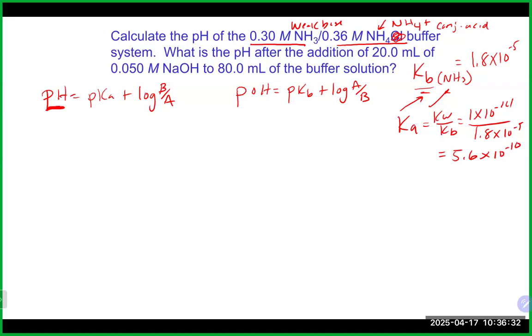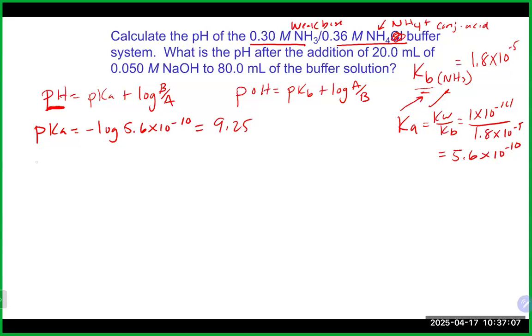I could also, if I really wanted to, get the pKb and then basically subtract it from 14. You will get a slightly different answer if you went that route, but I'm going to go this route. That means my pKa is going to be minus the log of 5.6 times 10 to the minus 10. That's 9.25, I hope. Let's see, it's something like that. 9.25, I think. Yeah.